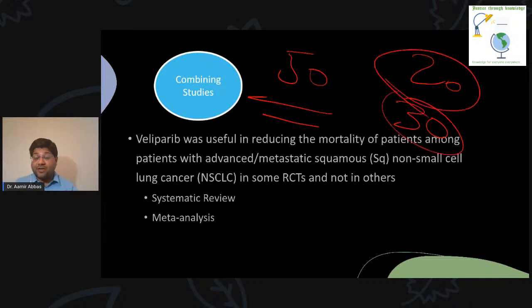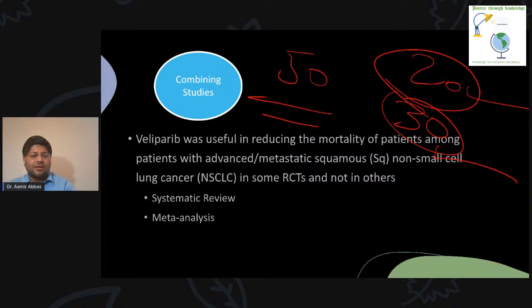How do you decide whether to use this medicine or not? This is a very tricky question now. It's not democracy, where you say that, okay, 30 studies are showing that you are going to use that medicine and 20 are showing that you are not going to use that medicine. It's not the way it works.